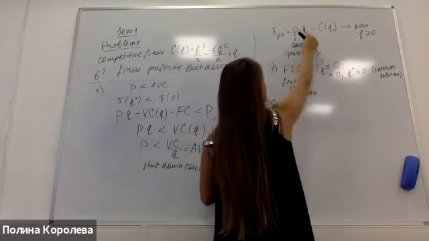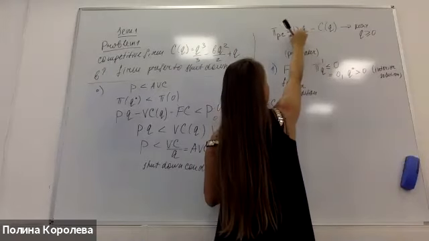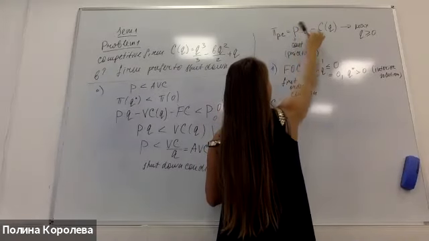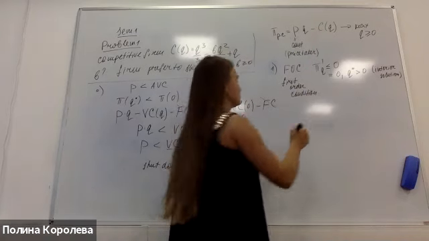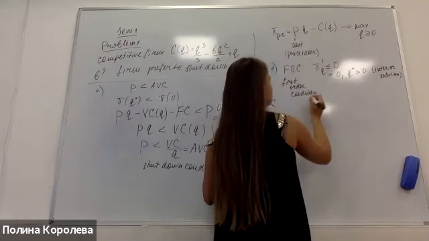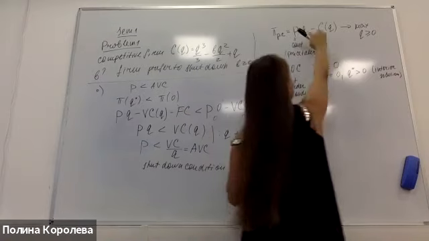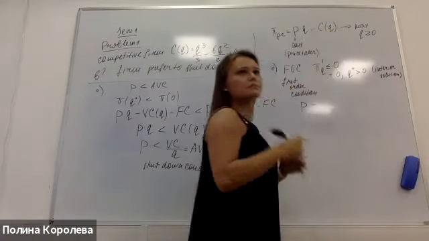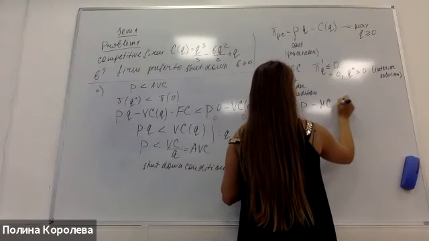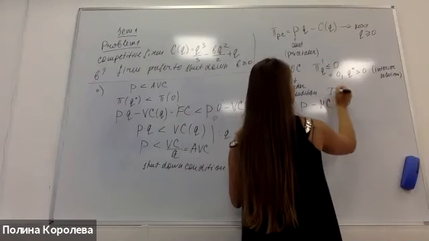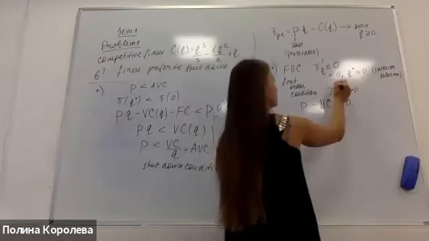Okay, let's do it. Let's take the first derivative. The first derivative of p multiplied by q is what? Price, because this is constant. Price minus the first derivative of total cost, which is marginal cost. You know this. Should be equal to 0. Let's suppose that we work with an interior solution.